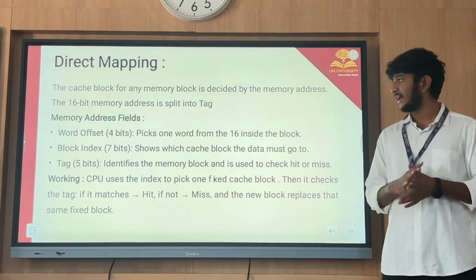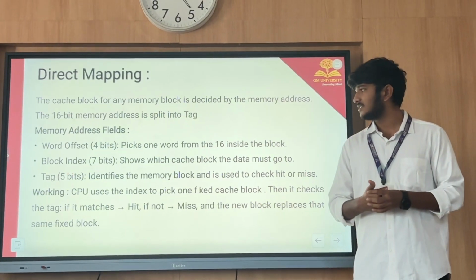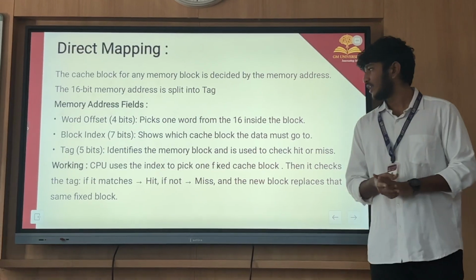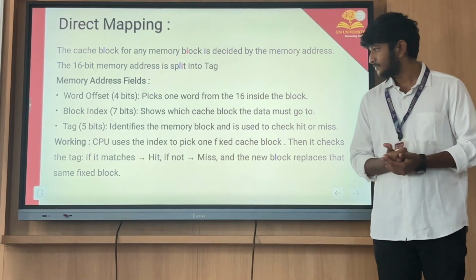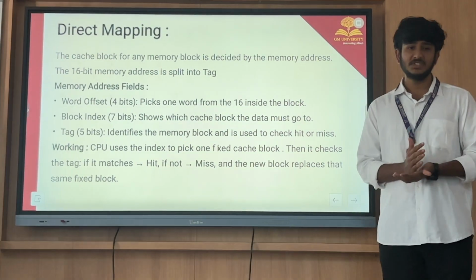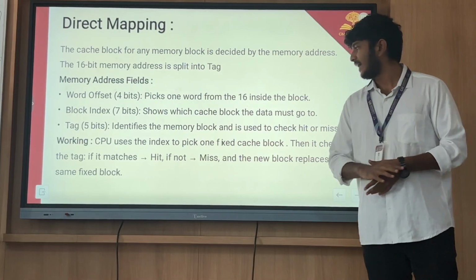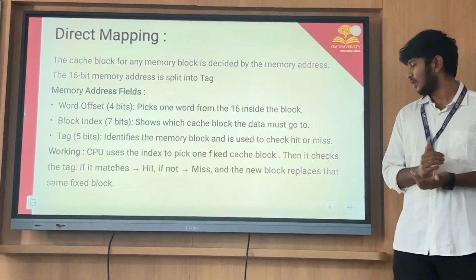In direct mapping, the cache block for a memory block is decided by the memory address. The 16-bit memory address is split into tag, block index, and word offset. The word offset picks one word out of the 16 inside the block. The block index shows which cache block the data must go to. The tag identifies the memory block and is used to check hit or miss.